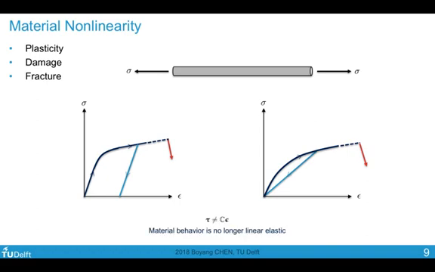The essential takeaway on this slide is that when we have material nonlinearity, the relationship between tau, which is the Cauchy stress, and epsilon, which is the strain, is no longer linear. So we no longer have a constant constitutive matrix to relate the two. The material behavior is no longer classified as linear elastic.